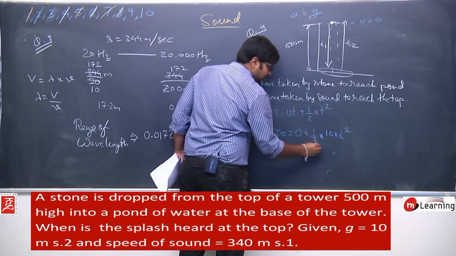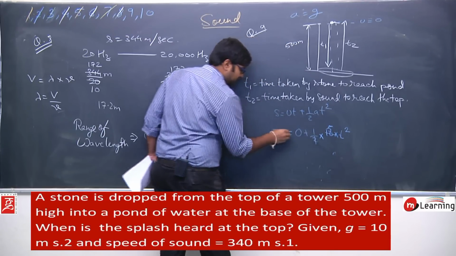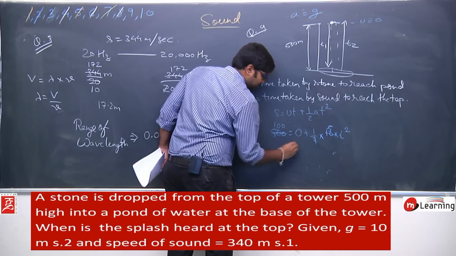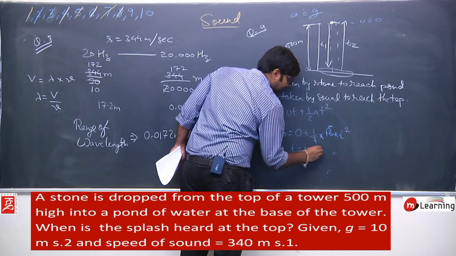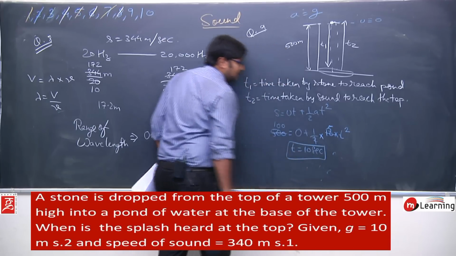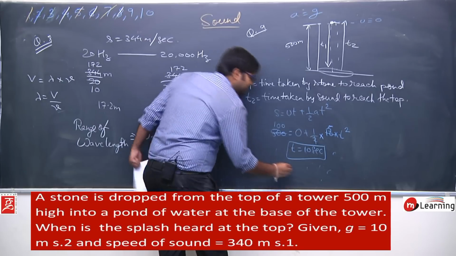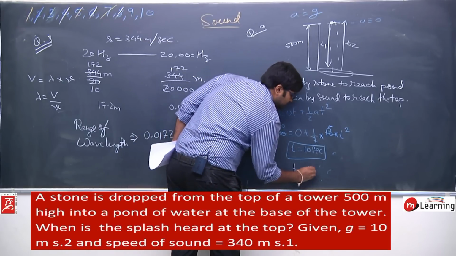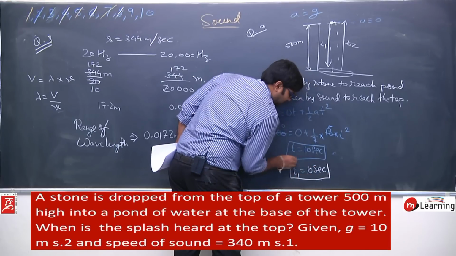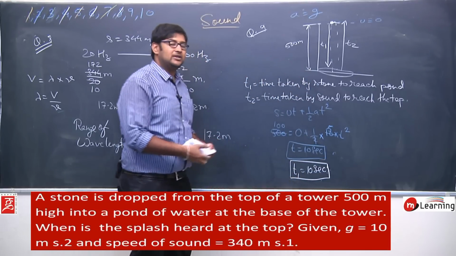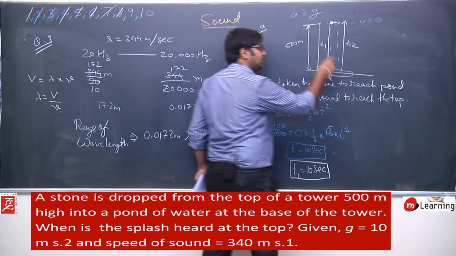Okay, so this will become 5, and this 5 will get cancelled here, 100. So the time will become 10 seconds. Now this is which time? This is the time taken by stone to reach the ground. So T1 time is equal to 10 seconds. Okay. Now as I have calculated the T1 time, I have to calculate the T2 time as well.